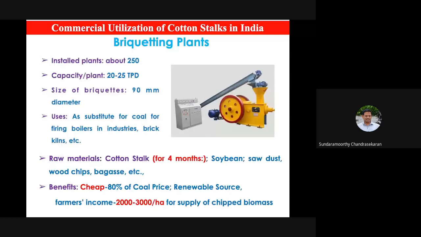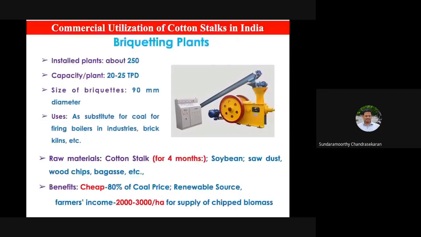Looking at the commercial utilization of stalks as briquettes, there are many briquetting plants, but to use cotton stalks for briquetting, it needs binding material and quality of the raw material. These two have to be ensured so that we are able to make better briquettes. This can be used as a substitute for coal in industrial boilers, so the non-renewable energy source can be replaced by a renewable source of energy.